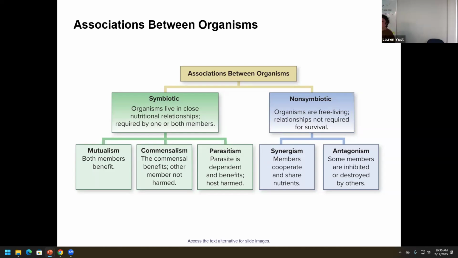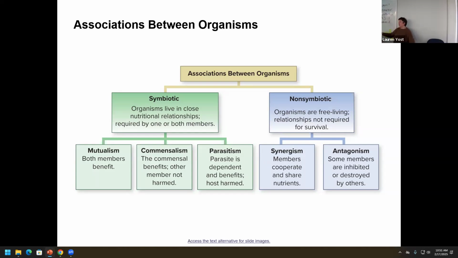If the two organisms are both benefiting, and at least one of them absolutely depends on that relationship, then that's mutualism. Okay, so it's a type of symbiotic relationship called mutualism. Mutualism is a type of symbiosis. In commensalism, the commensal is benefiting, but the other one's just there along for the ride. Okay. Nobody's getting harmed though. Mutualism, both benefit. Commensalism, one benefits, the other one doesn't care, not affected.